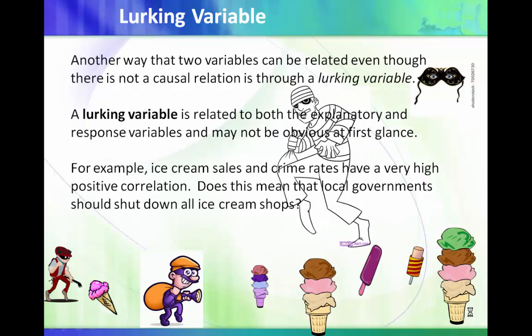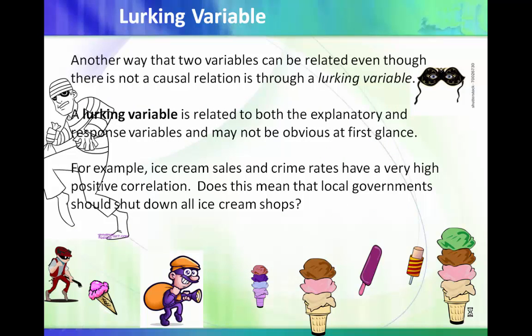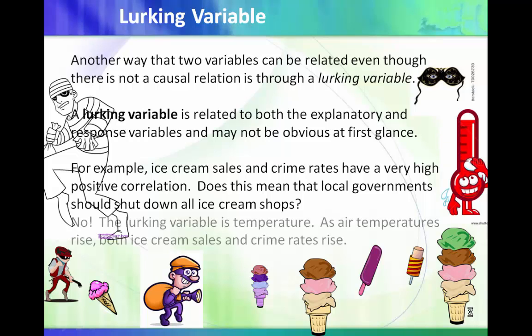For example, ice cream sales and crime rates have a very high positive correlation. Does this mean that local government should shut down all ice cream shops? Of course not. The lurking variable here is temperature. As air temperatures rise, both ice cream sales and crime rates rise.